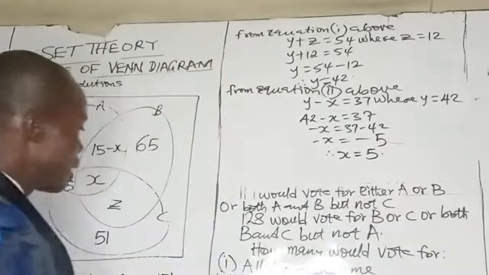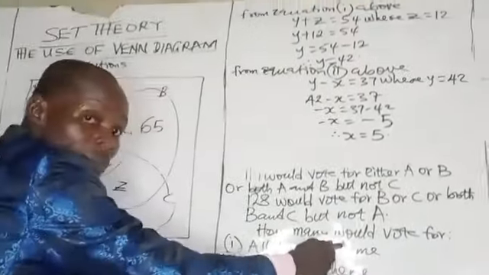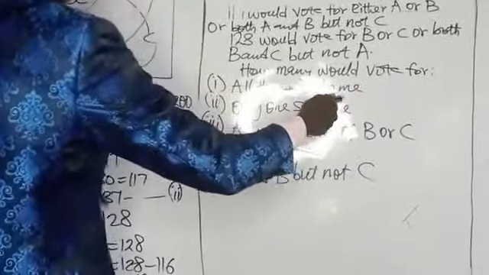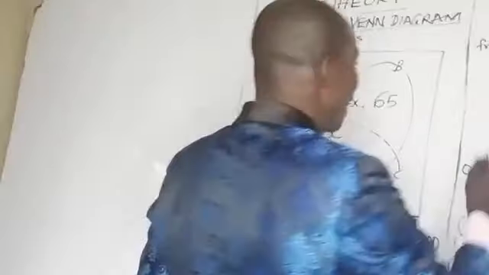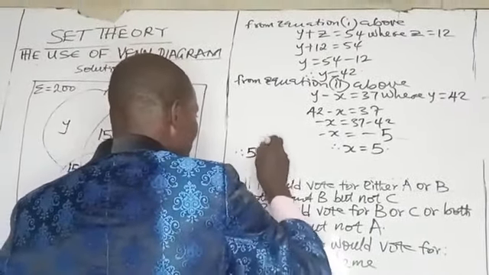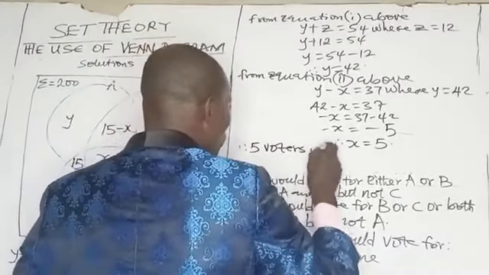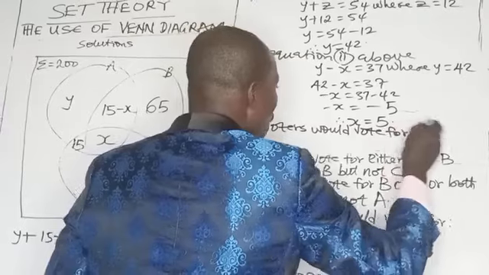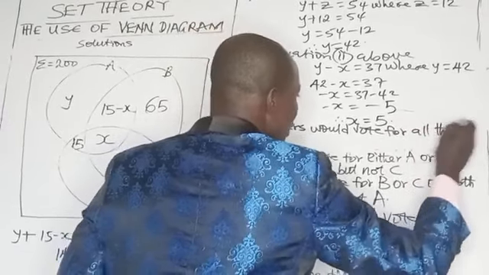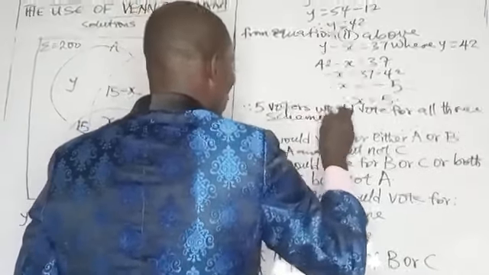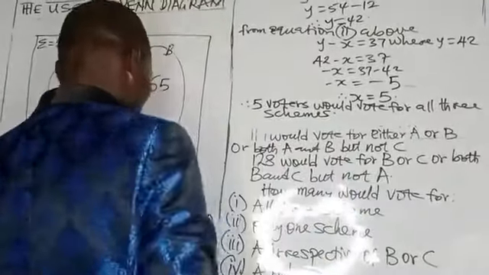Now, if you go by the requirement, how many would vote for all three schemes? Remember, all the three schemes was denoted by X. Therefore, 5 voters would vote for all three schemes. That is the solution to number 1.